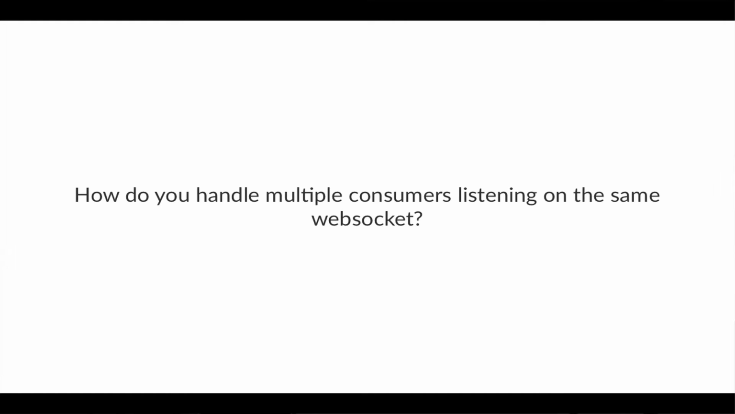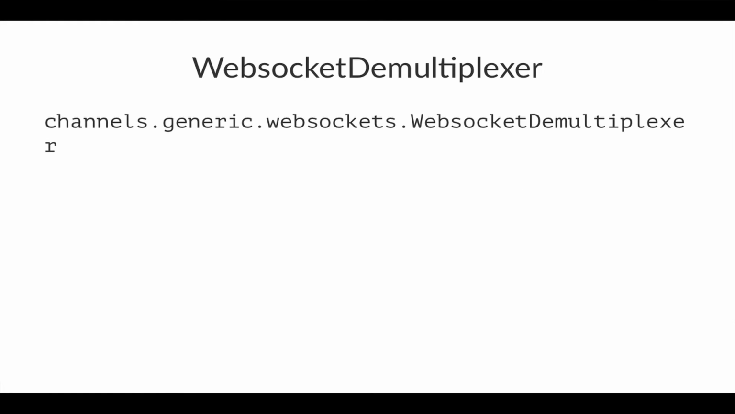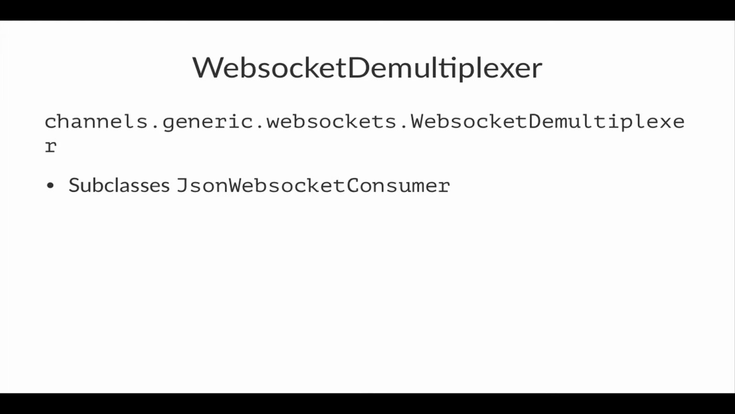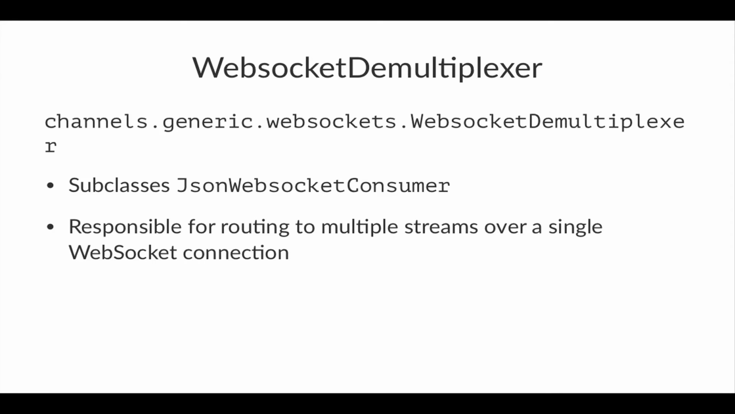Channels has our back on this and provides another class called the WebSocket demultiplexer. The demultiplexer is responsible for handling multiple streams and routing them to individual channels. The way that it does that is by adding two keys to our JSON, a stream key and a payload key. Earlier I was saying that with our JSON formatting, Channels was going to slightly determine our format. This is where it's happening.